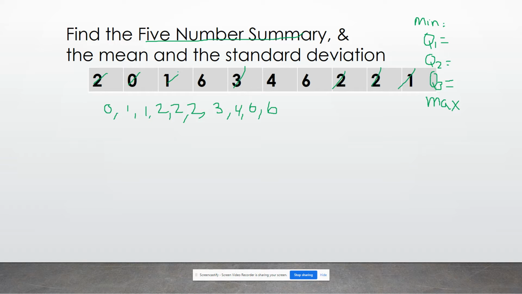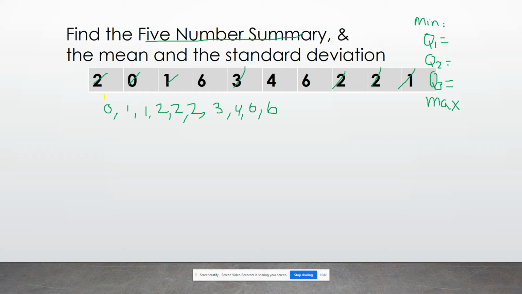Now, based on these numbers, I doubt that any of these numbers are outliers. So I'm pretty sure that 0 and 6 are my min and my max, but I'm not going to write those down yet because before I can say that those are my minimums, I have to check and make sure that there's no outliers.